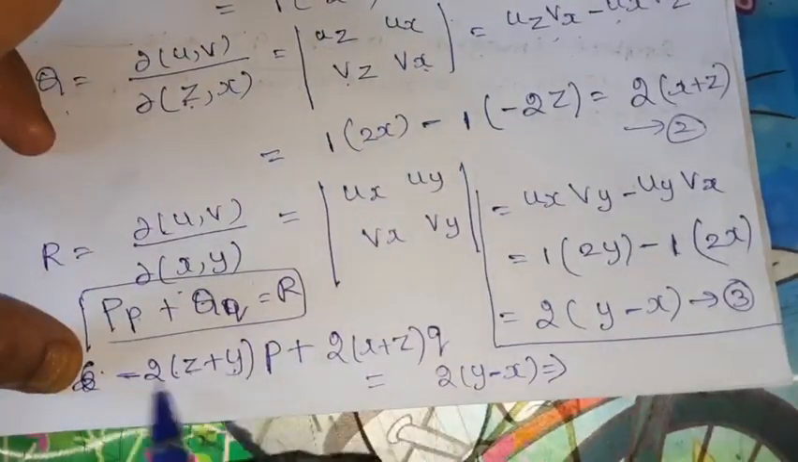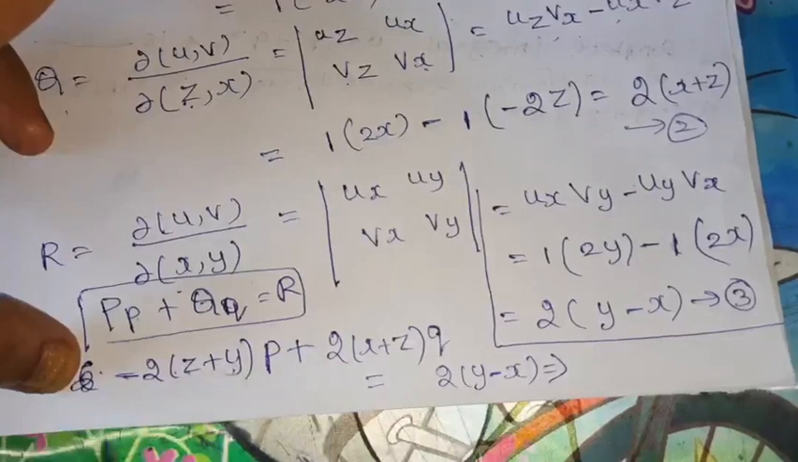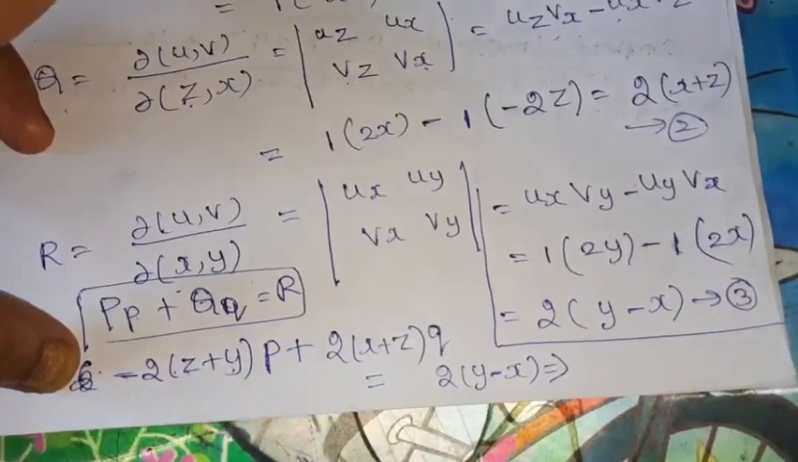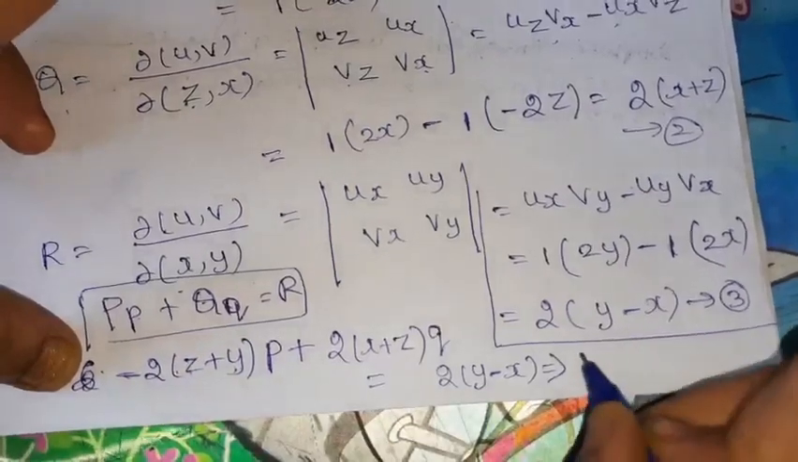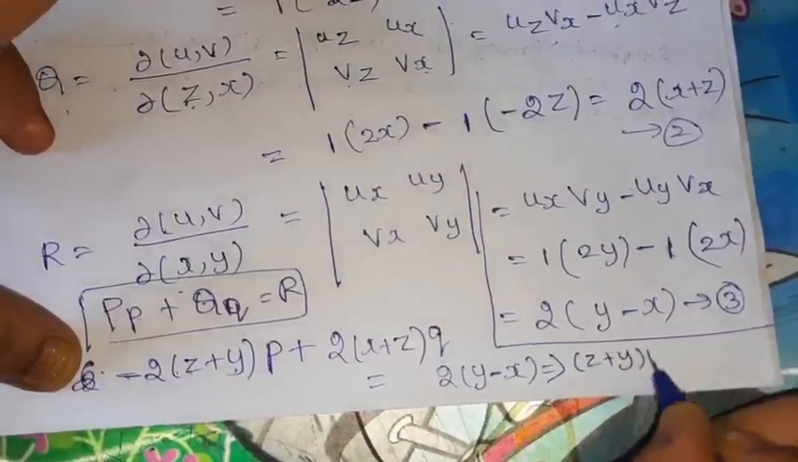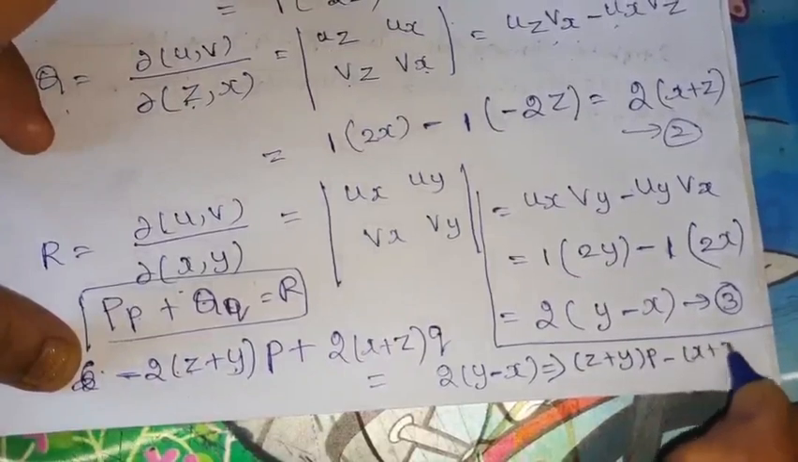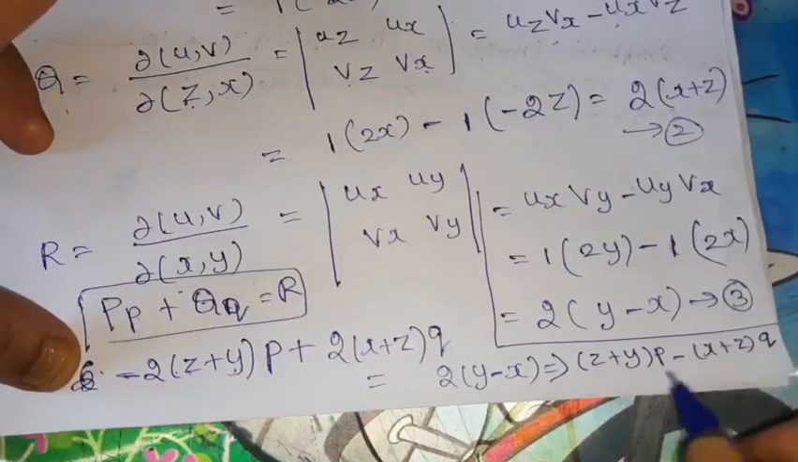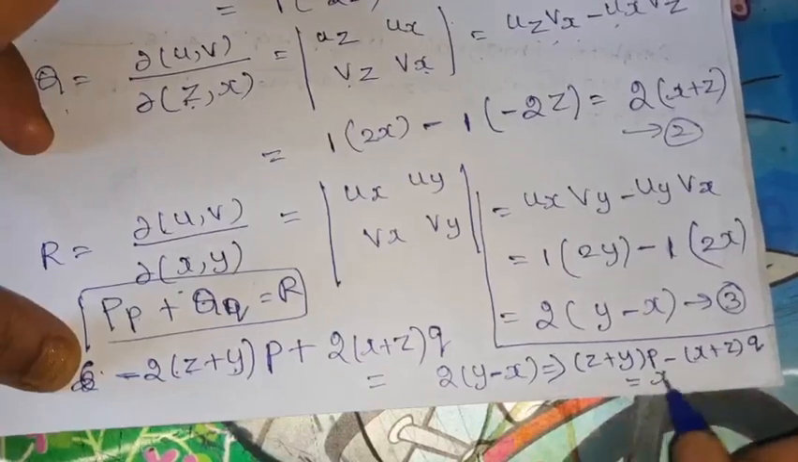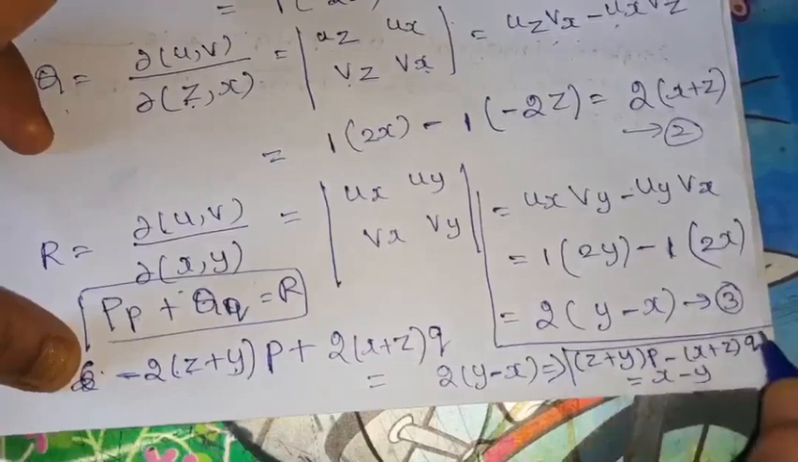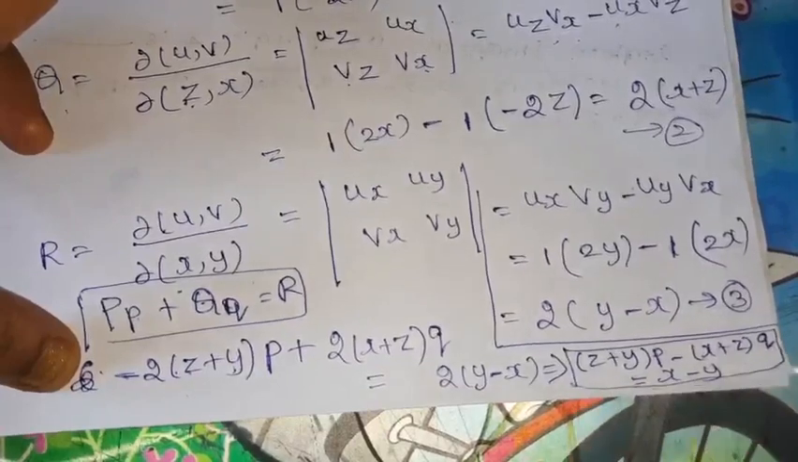Can we write this by multiplying by 2, and dividing these two by 2 in this equation? Then the 2 will get cancelled in every term, then multiply by the minus sign. What will we get? Z plus y into p, minus x plus z into q, equal to, y minus x becomes x minus y. I am simplifying because I am comparing with the options above.